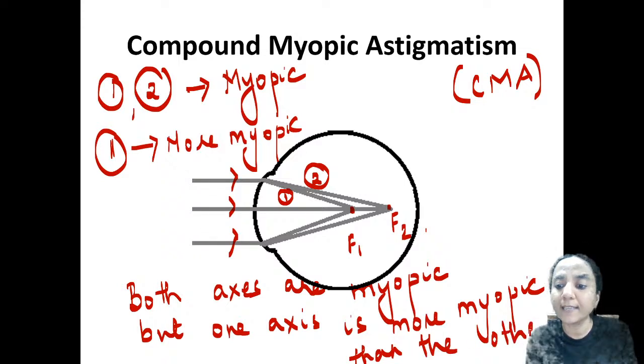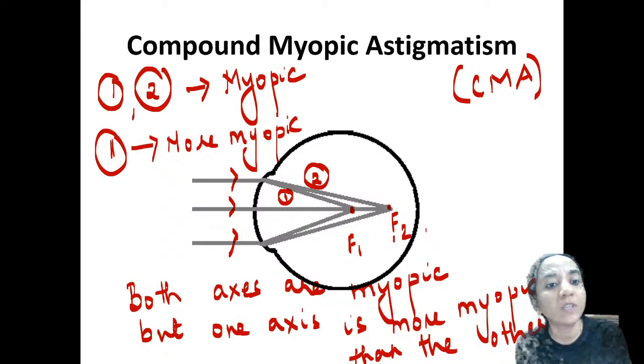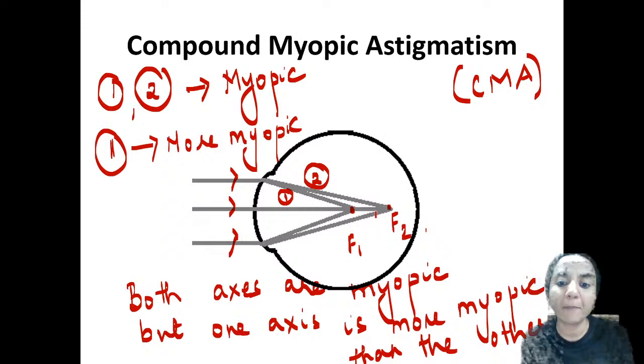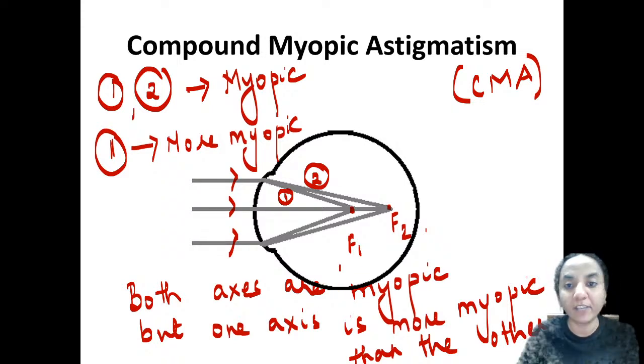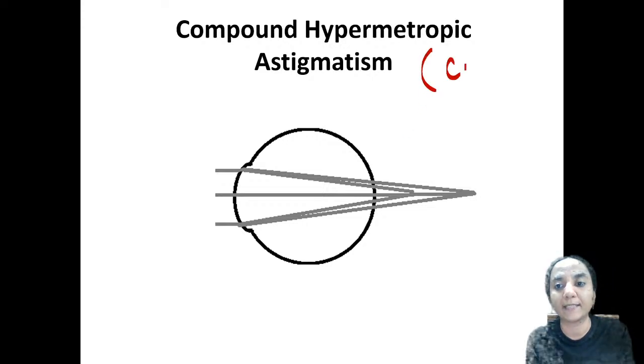Okay, so this is compound myopic astigmatism. Both your axes are myopic. F1 is myopic, F2 is also myopic. So both of them are myopic, but one axis is more myopic than the other. On the same lines, I will take you to the next one, that is compound hypermetropic astigmatism.